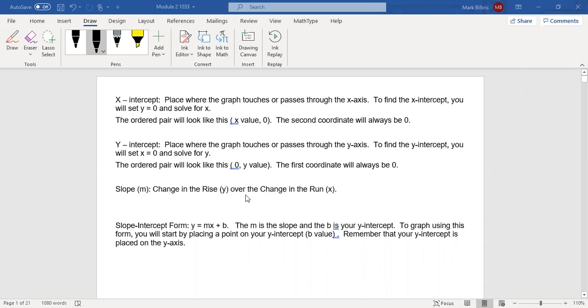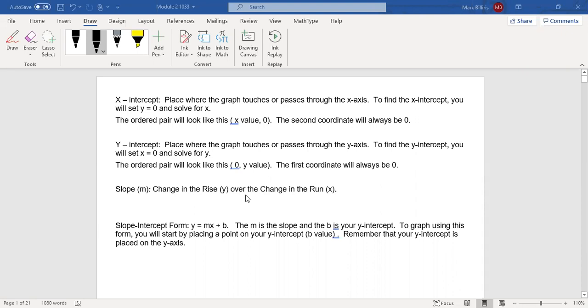Module 2 deals with graphing linear equations. So let's start with some vocabulary. First of all, the x-intercept. It's the place where the graph touches or passes through the x-axis. To find the x-intercept, you will set y equal to 0 and solve for x.